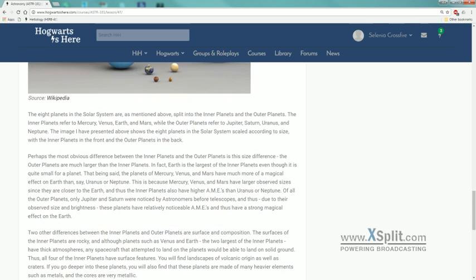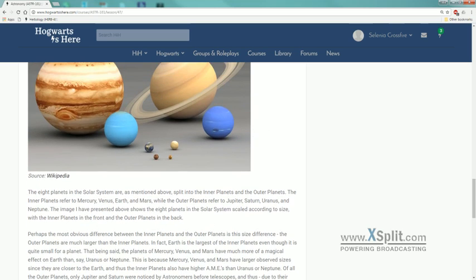The 8 planets in the solar system are, as mentioned above, split into the inner planets and outer planets. The inner planets refer to Mercury, Venus, Earth, and Mars, while the outer planets refer to Jupiter, Saturn, Uranus, and Neptune. The image I presented above shows the 8 planets in the solar system scaled according to size, with the inner planets in front and the outer planets in the back.